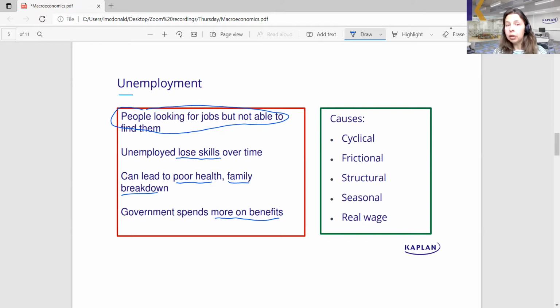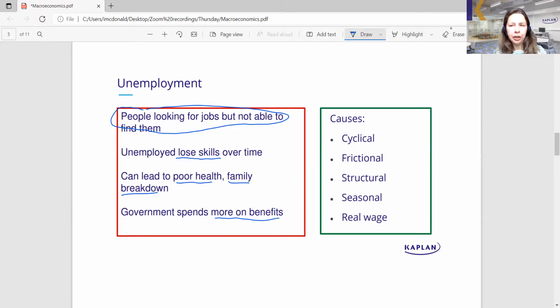Seasonal unemployment normally arises in jobs that are dependent on the seasons, times of the year. For example, in the tourism industry, summer normally leads to high employment because lots of tourists might be coming into a particular area, whereas in winter, there may be fewer tourists and therefore less employment in the tourism industry.